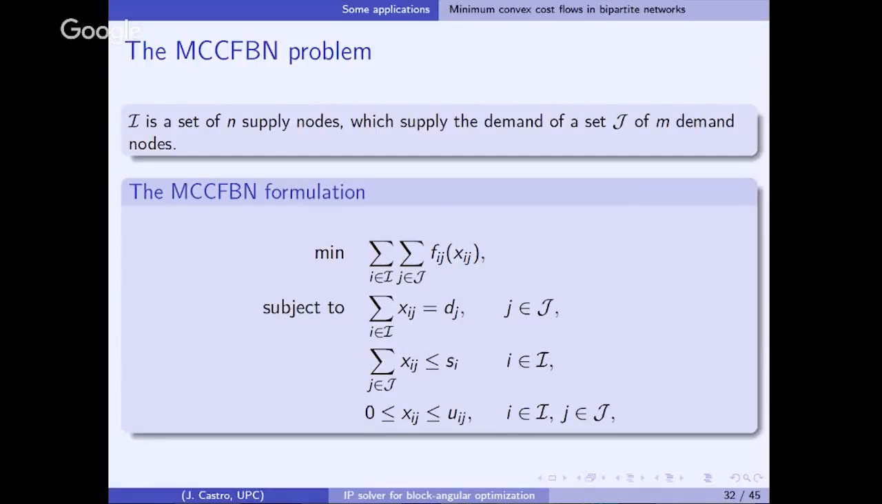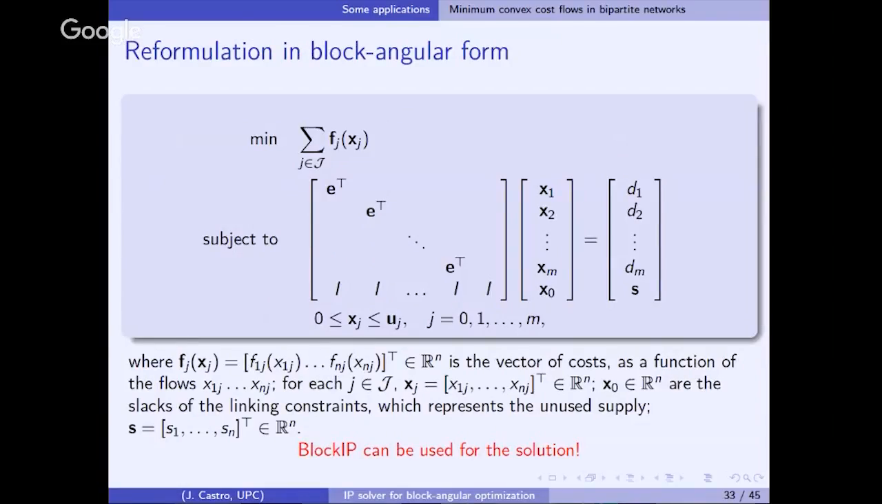So, well, you will say, but this is not a block angular problem. It's not, but it can be reformulated. Let's consider that blocks are associated to J, to the demands. If you do that, then we have this reformulation. The first block, what's the meaning? E is a vector of ones. That means that the sum of flows arriving to demand one has to be equal to the demand one. The sum of flows arriving to demand node 2 has to be equal to the demand 2, and so on.